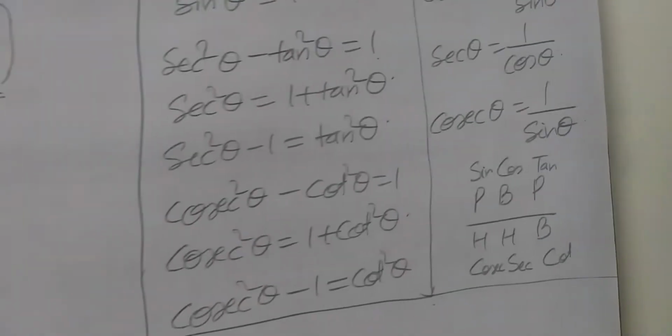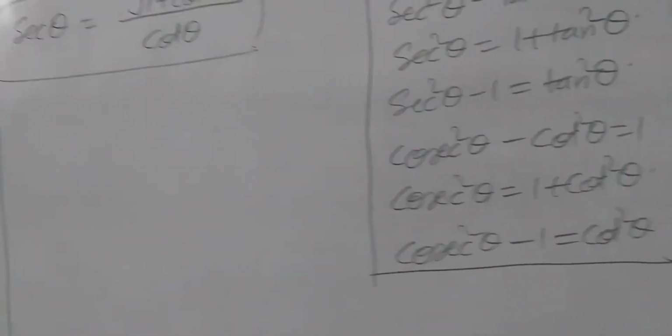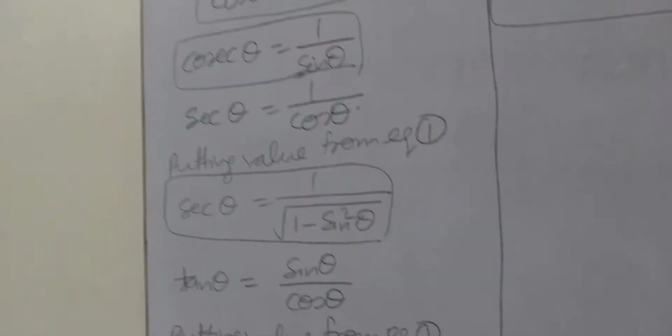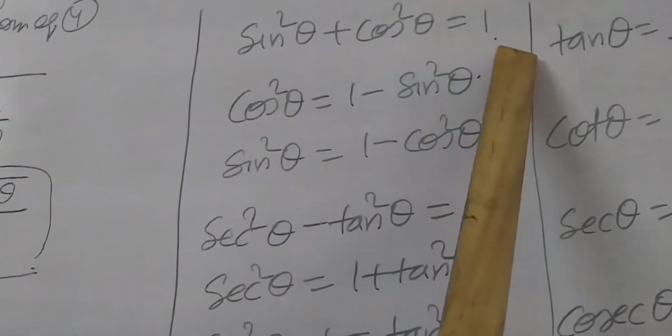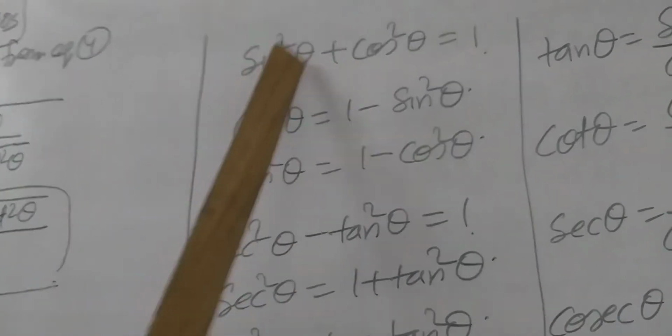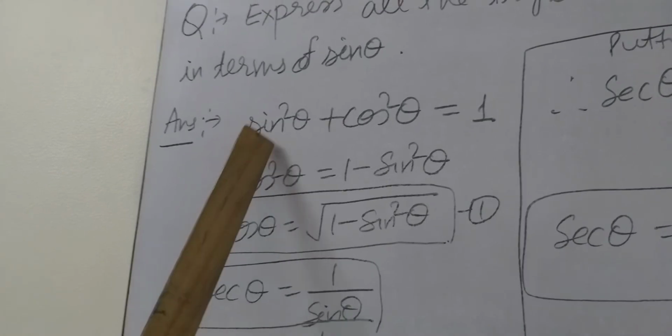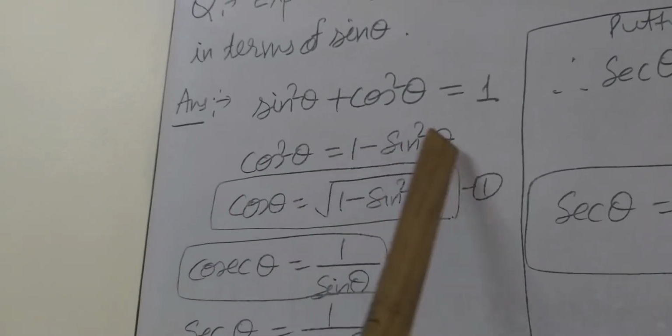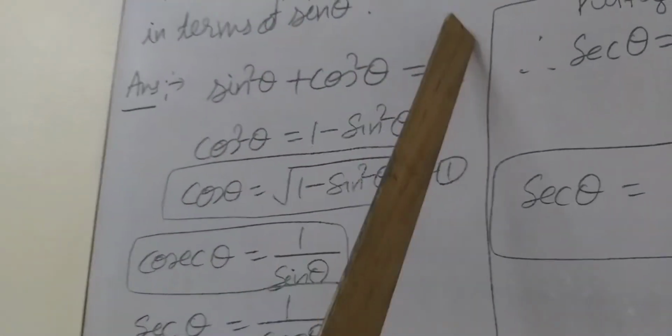So by these identities we can change them. We have to think first which trigonometric ratio easily changes into sine. If we use this identity, student, we can change cos in terms of sine easily. So let us use this identity first. Sin square theta plus cos square theta equal to 1. So cos square theta equals to 1 minus sin square theta, as sin square theta is shifted this side.